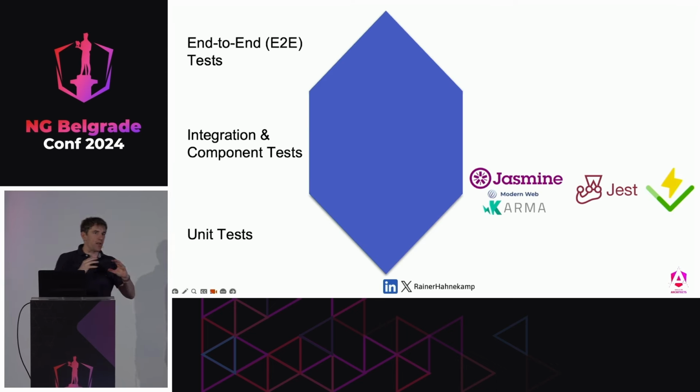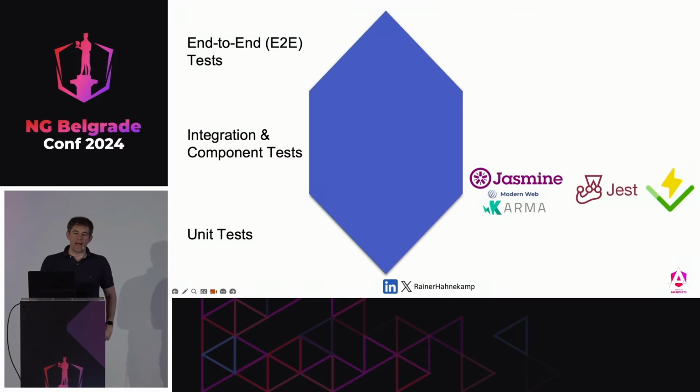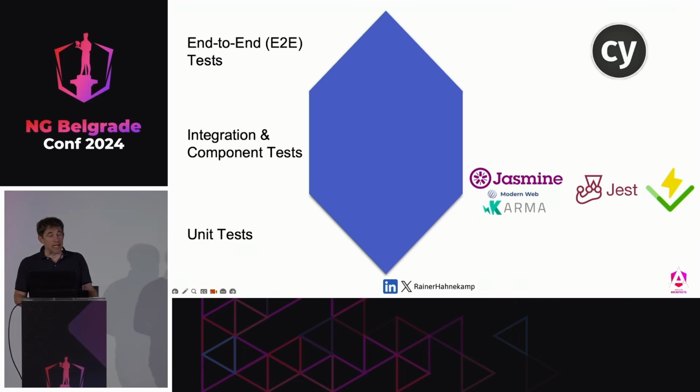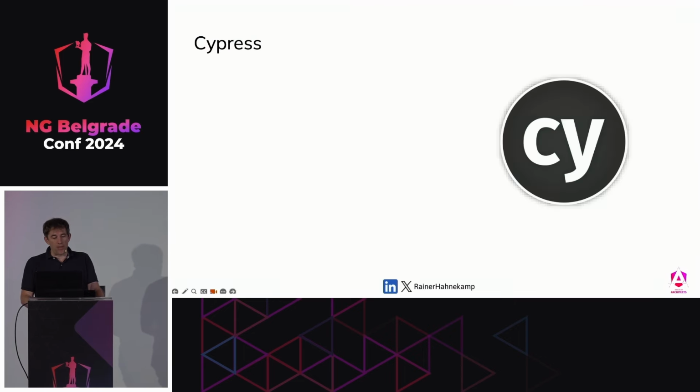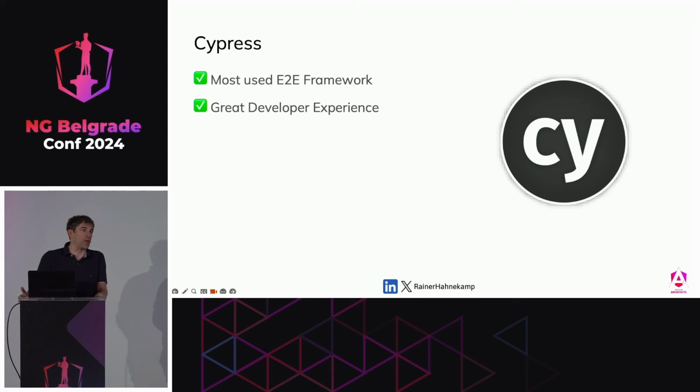So these are the testing frameworks in that sense, and of course we also need something for end-to-end testing. Jasmine, Jest, and Vitest can be used for unit, component, and integration tests, and when it comes to end-to-end testing, we have first of all Cypress. I think Cypress is well known. It's the most used end-to-end framework at the moment, and it shines with a great developer experience.